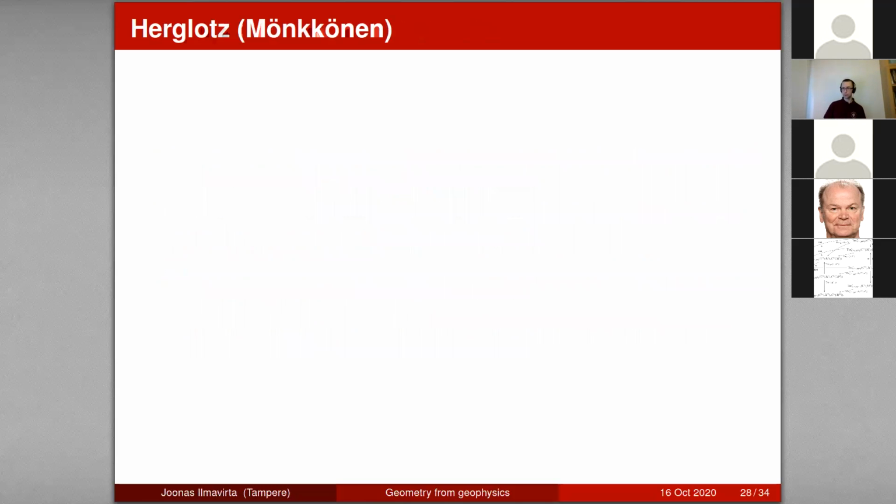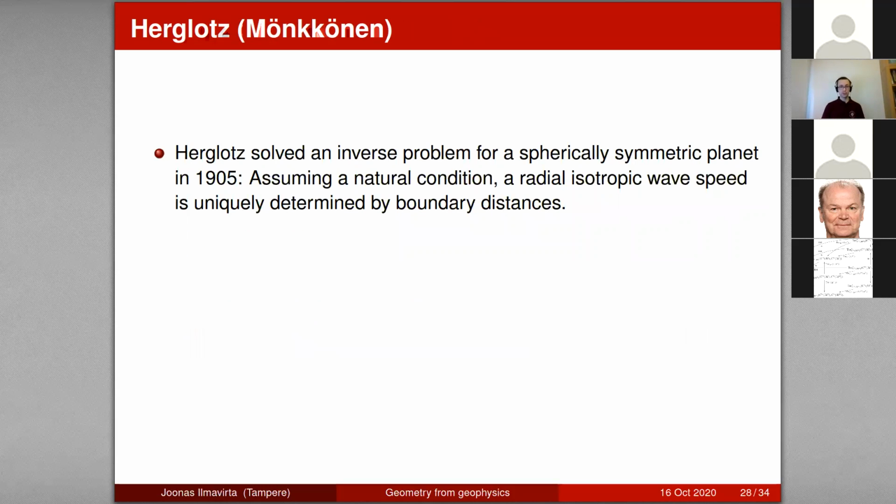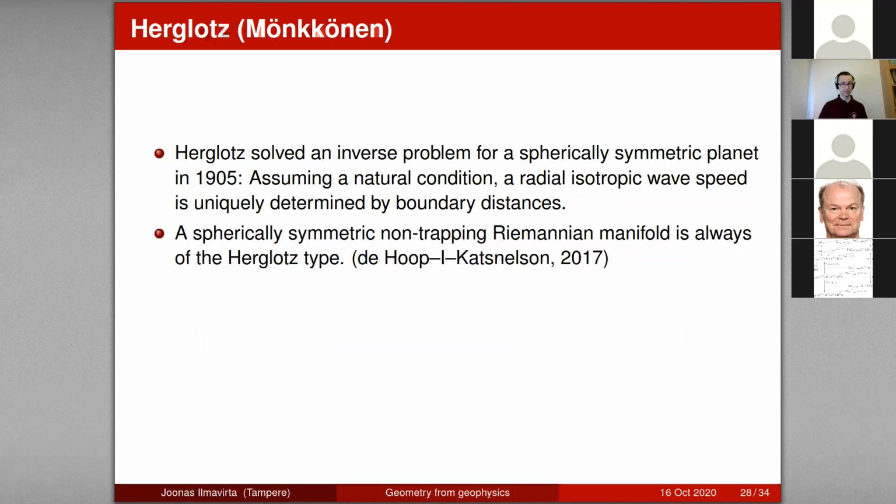There is a problem that I've been working on with a student of mine, Keijo Mönkkönen, who is actually in the audience. In 1905, Herglotz and others solved the inverse problem for a spherically symmetric planet. If you assume a natural condition, then if you have an isotropic wave speed which only depends on the radius, it will be uniquely determined by boundary distances, so travel times of earthquakes.